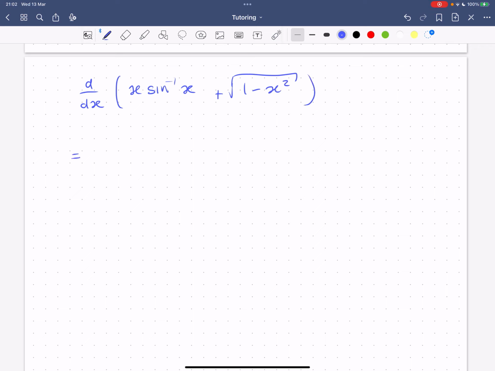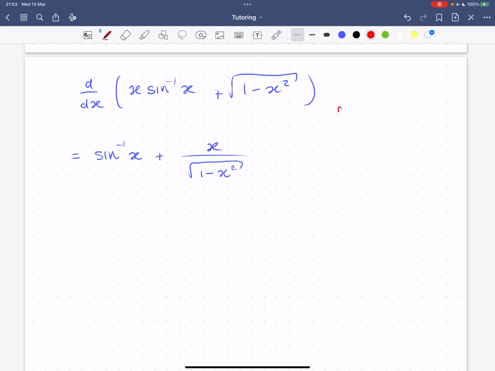Okay, well, we know that the product rule, again, I hate using those words, but the product rule tells us that we differentiate the first thing, 1, times it by the second thing, sine inverse, plus we differentiate the second thing, 1 over the square root of 1 minus x squared. So that's the differentiation of the second thing, and times it by the first thing.